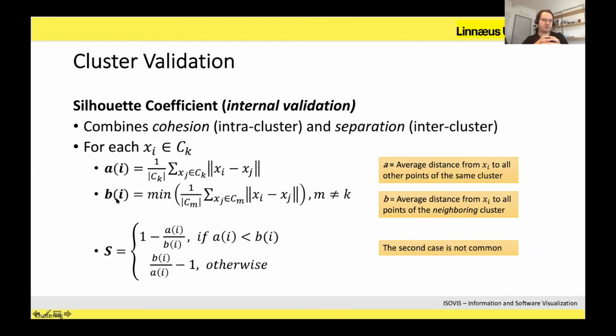That represents cohesion, because it has to be low. The average distance from a point to other points in the same cluster must be low. That's what we expect. Then comes bi. bi is the average distance from xi to all points of the neighboring cluster. Now, what is a neighboring cluster? That's the only slightly ambiguous definition in the measure. For every m that's not k, basically every other cluster, you compute the average distance between xi and all points from Cm.